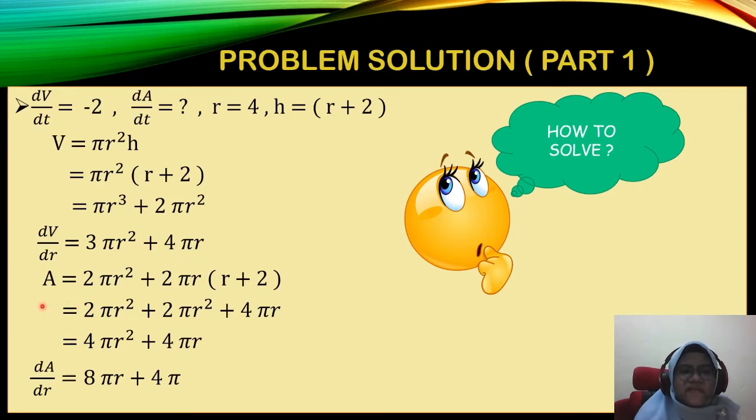Next, the formula for the surface area of a cylinder is equal to 2 pi r squared plus 2 pi r h, and the value of h is r plus 2. After we expand it, it will become 4 pi r squared plus 4 pi r. Then we differentiate it as usual, which is dA over dr is equal to 8 pi r plus 4 pi. That is all from me. Thank you.